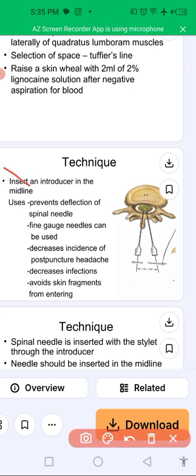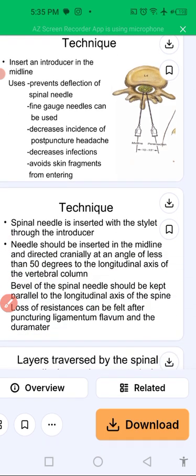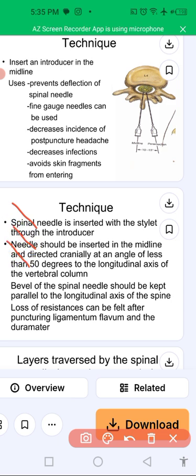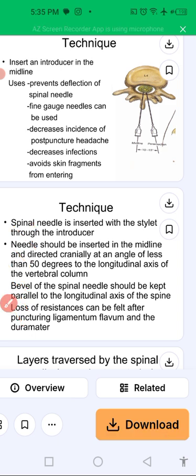Now as you can see, the introducer is inserted in the midline to prevent deflection. A fine gauge spinal needle is used to decrease the incidence of post-dural puncture headache, decrease infection, and avoid skin fragments entering the cerebrospinal fluid. The spinal needle is inserted with the stylet through the introducer. The needle should be inserted at the midline, directed less than 50 degrees to the longitudinal axis of the vertebral column. The bevel of the spinal needle should be kept parallel. Loss of resistance should be felt at the ligamentum flavum.